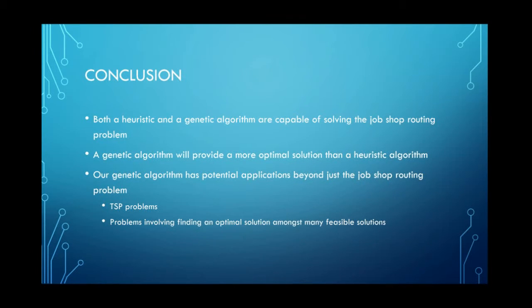Our genetic algorithm has potential applications beyond just the job shop routing problem. It can be used to solve a TSP problem, along with any problem involving finding an optimal solution amongst many feasible solutions. In order to apply our genetic algorithm to these problems, you would simply need to change the cost function.